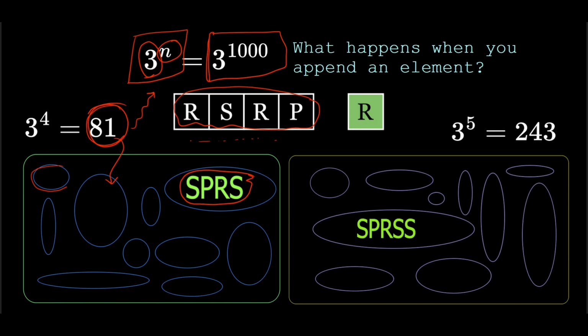Now what would happen if you append a new element at the end of Alice's strategy? That is, now you want to play a game of 5 rounds instead of the originally planned 4. With these 5 rounds, we of course know that the total number of configurations will now be equal to 243. But can you devise a strategy to construct these 243 ellipses for this yellow box, using only the ellipses from this green box?